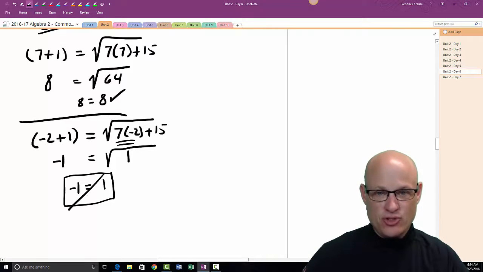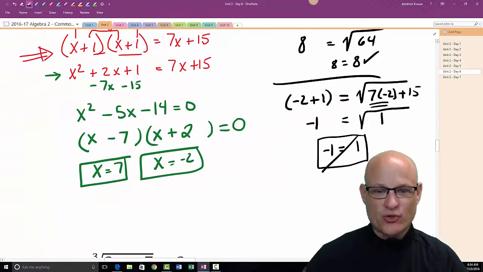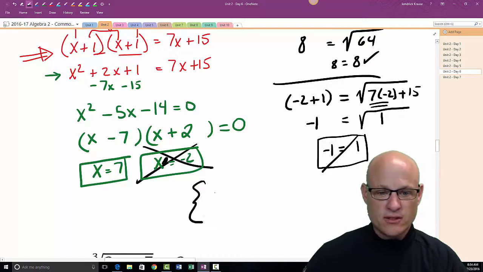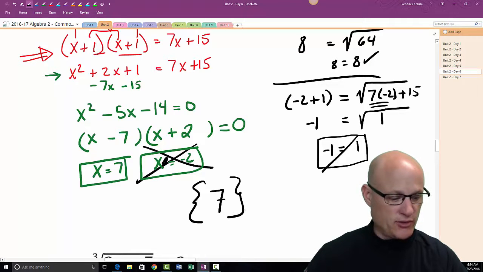So -2 is what's called an extraneous solution. So you must get rid of it. So the only answer here is 7. Again, -2 is called an extraneous solution.